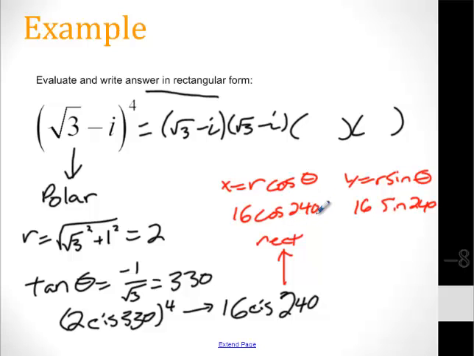16 times cosine of 240 is negative 8, because cosine of 240 is negative 1/2. Sine of 240 is negative root 3 over 2, so we actually get this as our answer. 16 cosine of 240 simplifies to be negative 8. 16 sine of 240 simplifies to be negative 8 root 3.